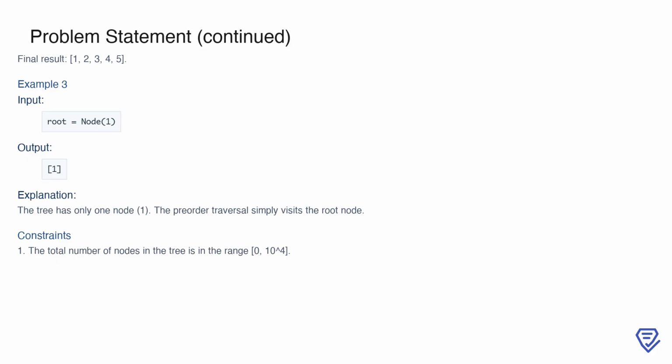The process simply involves visiting the root, then each child from left to right, and recursively including their children when present. To further solidify this concept, let's consider a simpler case where the tree consists of just one node. If the root node has a value of 1 and no children, the output of the traversal would be 1. The process here is straightforward since there's only one node to visit. This is the simplest case of a preorder traversal.